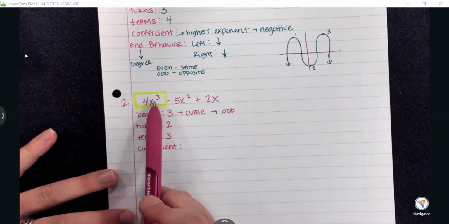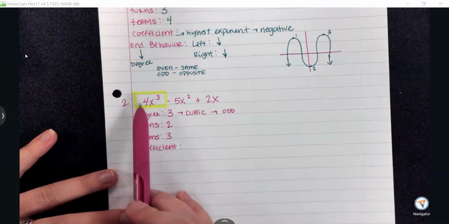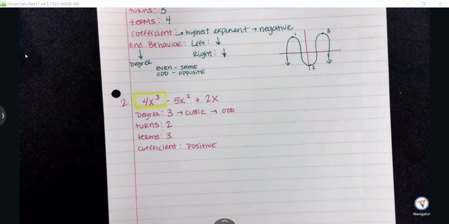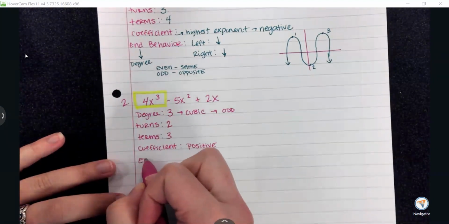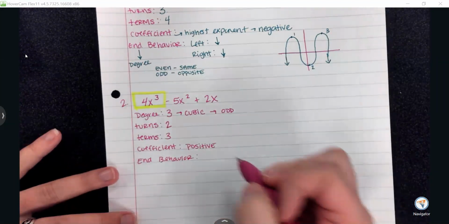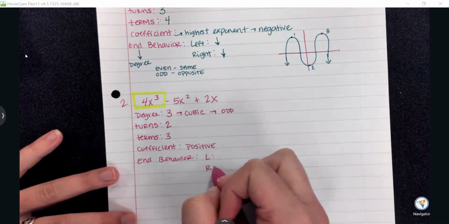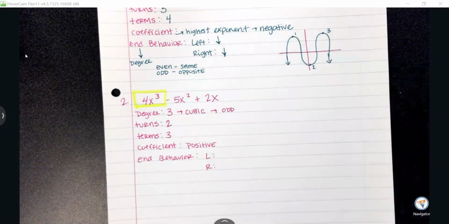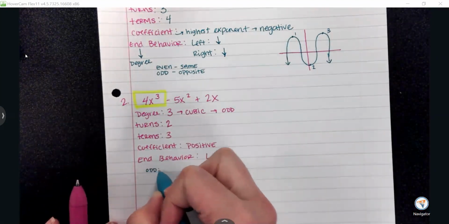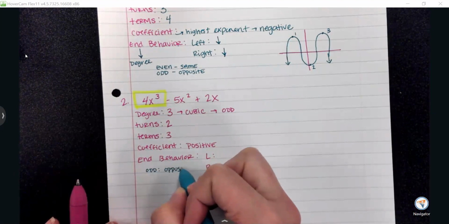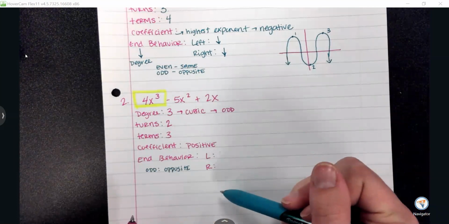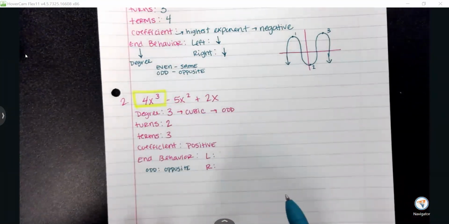My highest exponent is a 3. The coefficient in front is a 4, which is a positive number. And then my end behavior. My end behavior has a left side and a right side. Okay, so really pay attention here. I know that my degree is odd, and odd means they have to be opposite. That means one has to be up and one has to be down. Okay, how do I know which one?